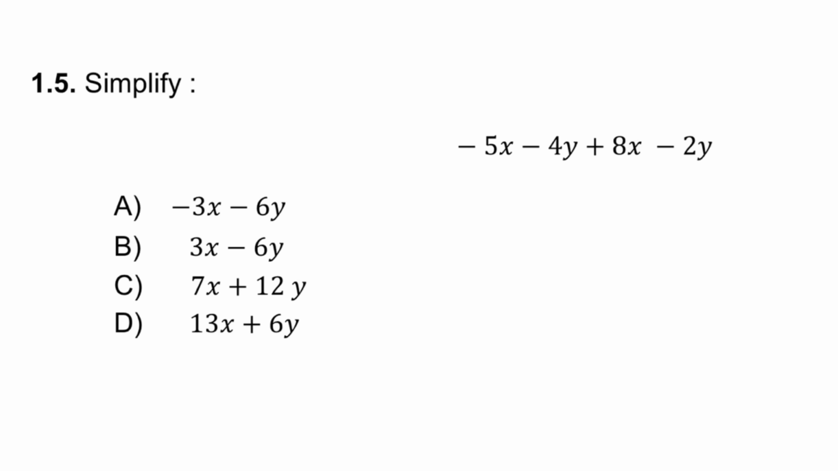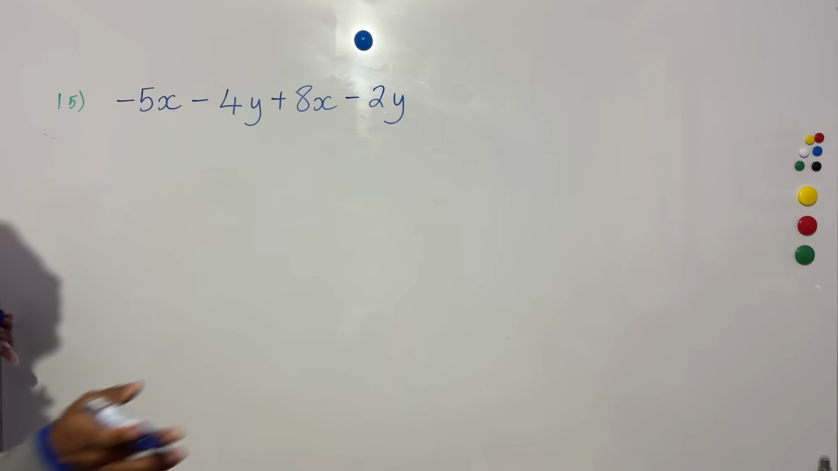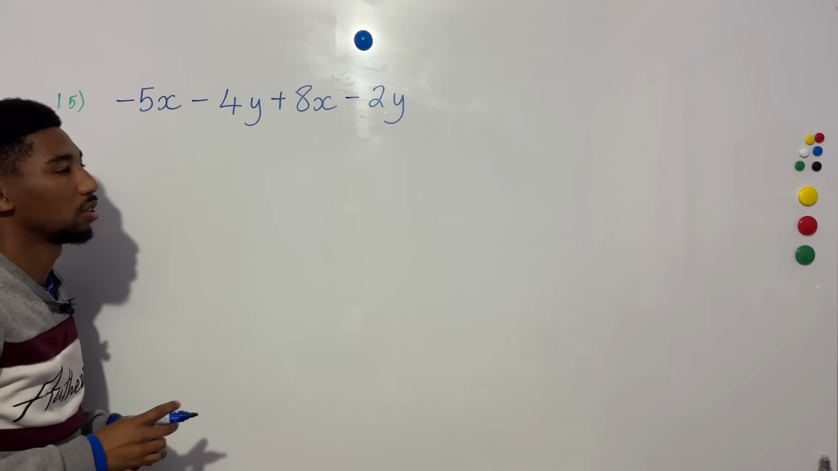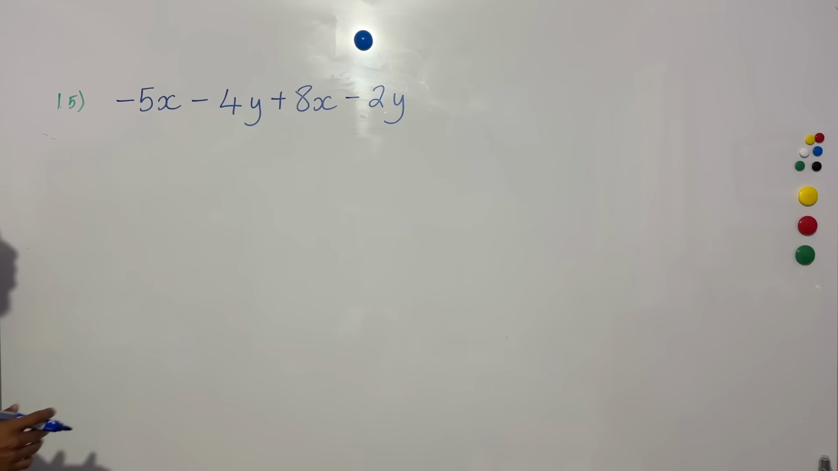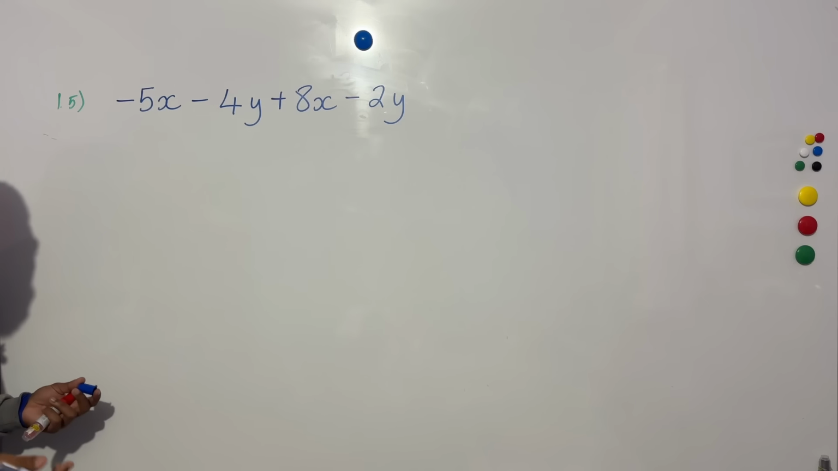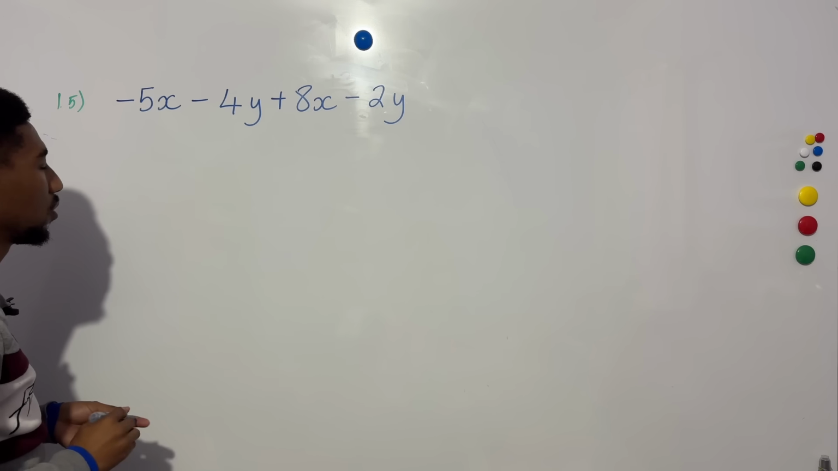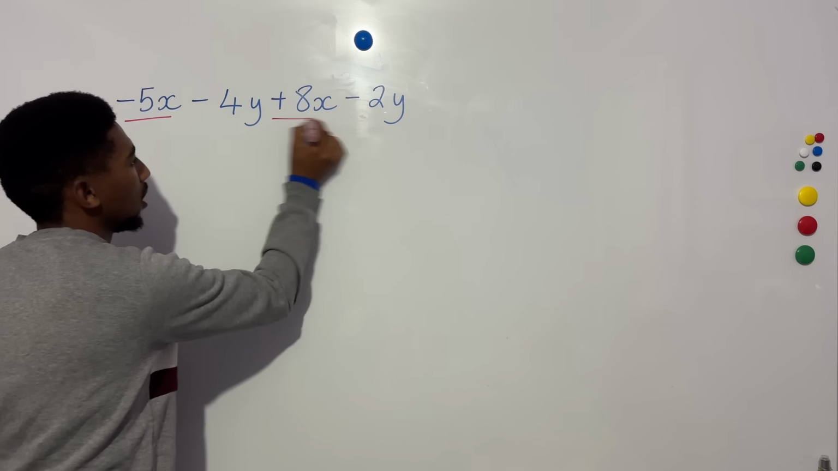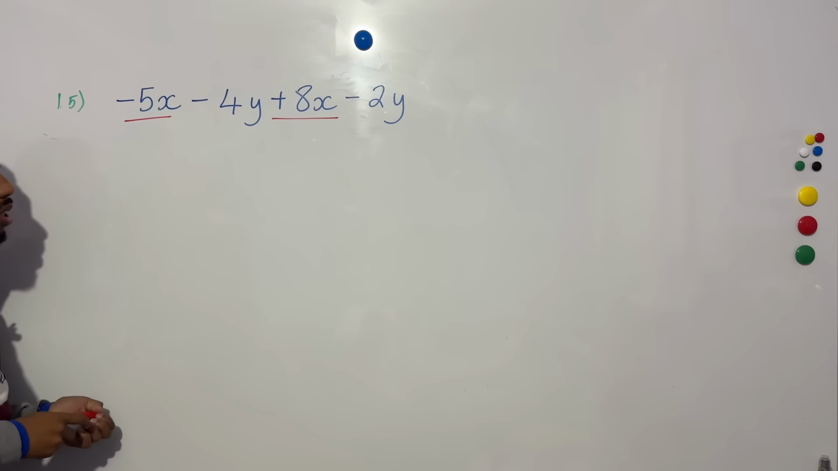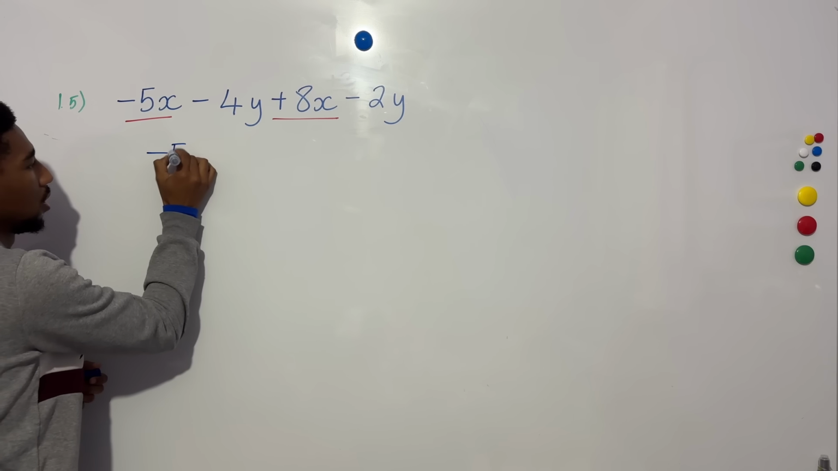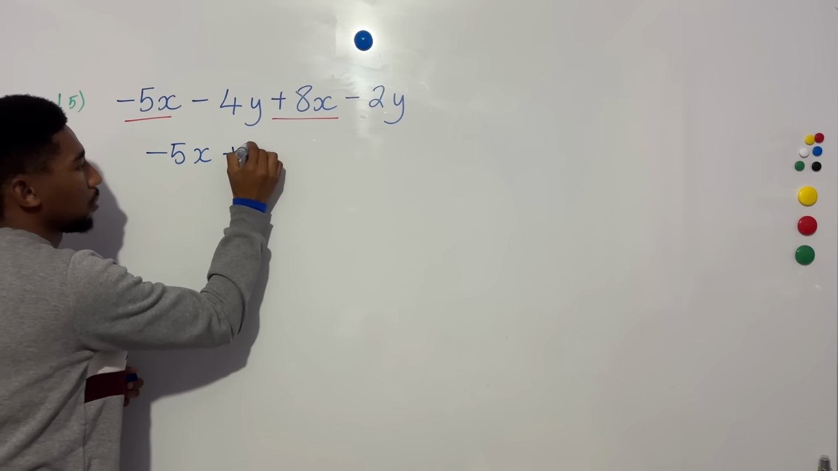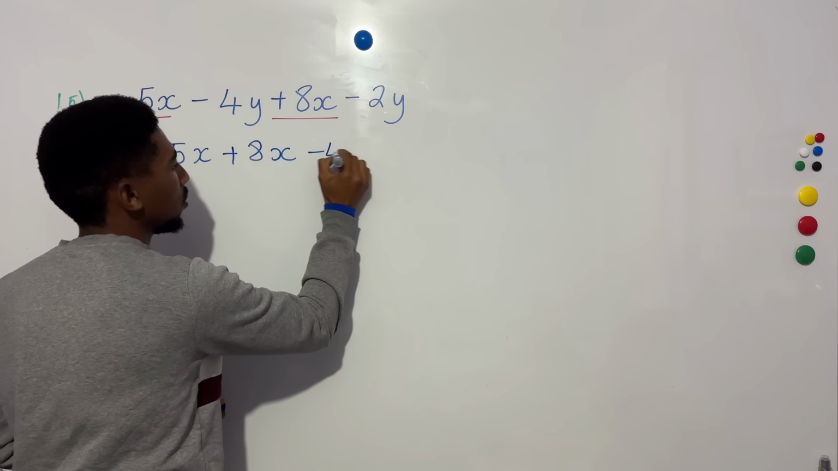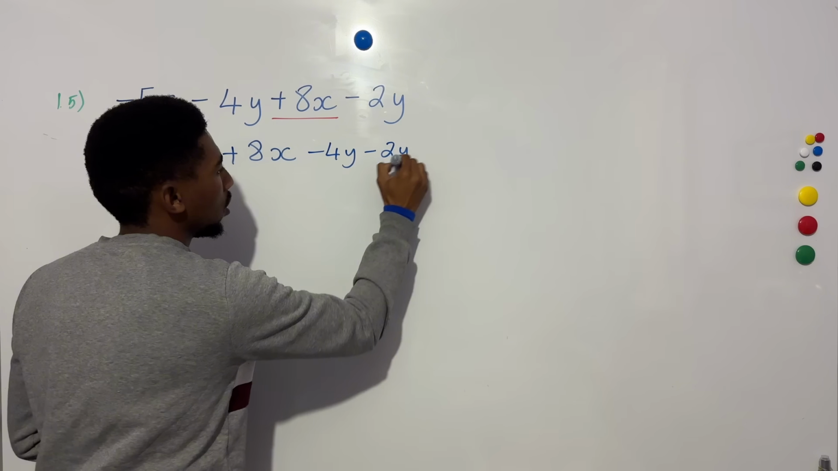Oh, 1.5, simplify. Now we need to simplify minus 5x minus 4y plus 8x minus 2y. So the first thing we'll look for when it comes to this, what we see as an algebraic expression, is like terms. Now I can identify that this is a like term with that. So I'm going to first write that next to each other. You could solve this in one go, but I'm going to take it step by step. Then we have minus 4y minus 2y.